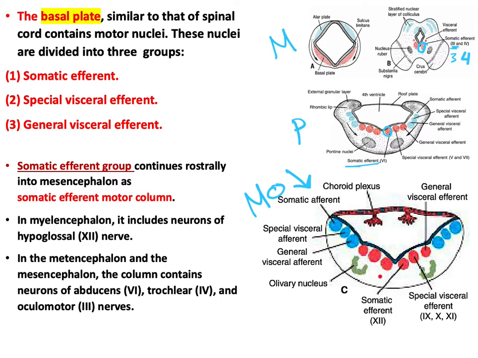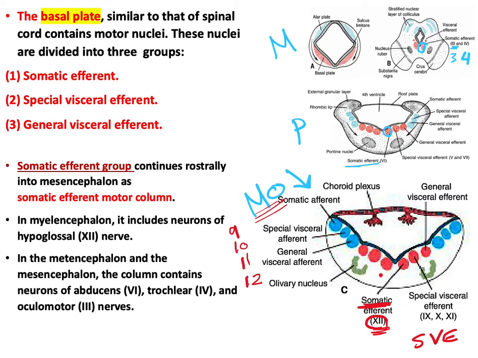You have a group of neurons in the basal plate. You have the somatic efferent, most medially, which contains the nucleus of cranial nerve 12, which supplies all the muscles of the tongue except palatoglossus. Somatic, again, is something related to your body. Now, posterolateral to it, we have special visceral efferent. I told you a couple of slides ago that when you say special visceral efferent, remember the muscles created by the pharyngeal arches. That means when you say medulla oblongata, you remember cranial nerves 9, 10, 11, 12. So it becomes easier to understand.